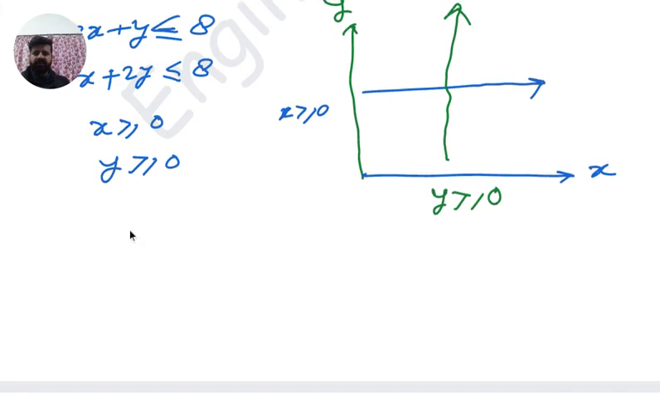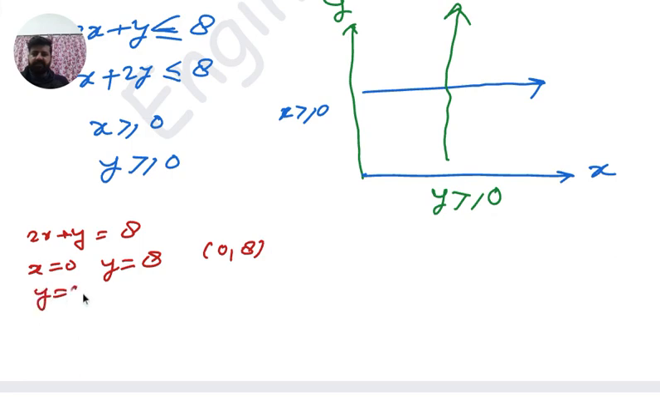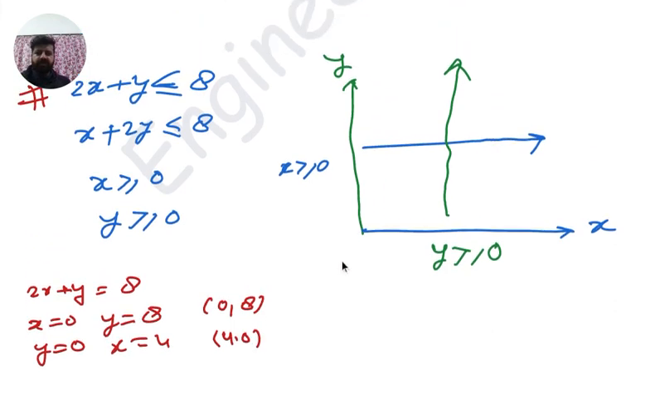Now I will take the first equation, that is 2x plus y equals 8. First I put x equals 0 and I find y equals 8. So the points are 0, 8. Now I put y equals 0, then I find x equals 4. So the points are 4, 0. Now I will draw this equation.